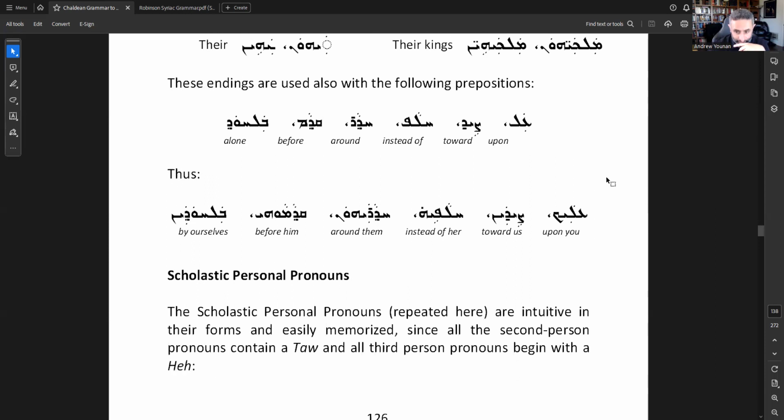So let's see some examples. Alayk, upon you, singular. Sayadain, toward us. Hlapeh, instead of her. Havarehon, around them. Qadamao, before him or in front of him. Belhodain, by ourselves. Okay.